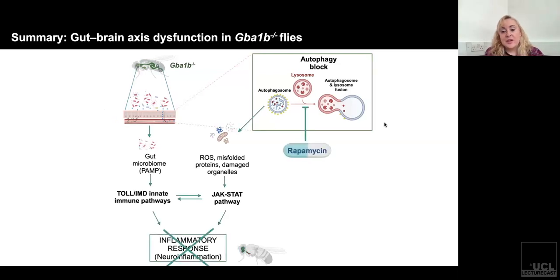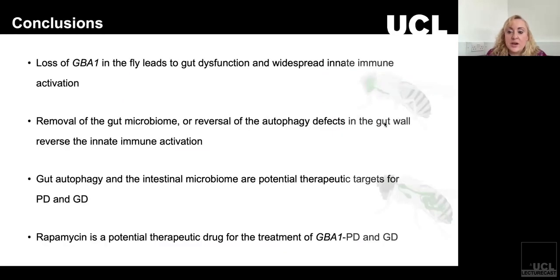And what we've shown is that if you reverse this autophagy block using rapamycin, then you can dampen down the innate immune activation in the gut and also systemically and in the brain. And so too, you see a similar effect if you completely eradicate the gut microbiome, thus taking away the stimulus to innate immune activation.